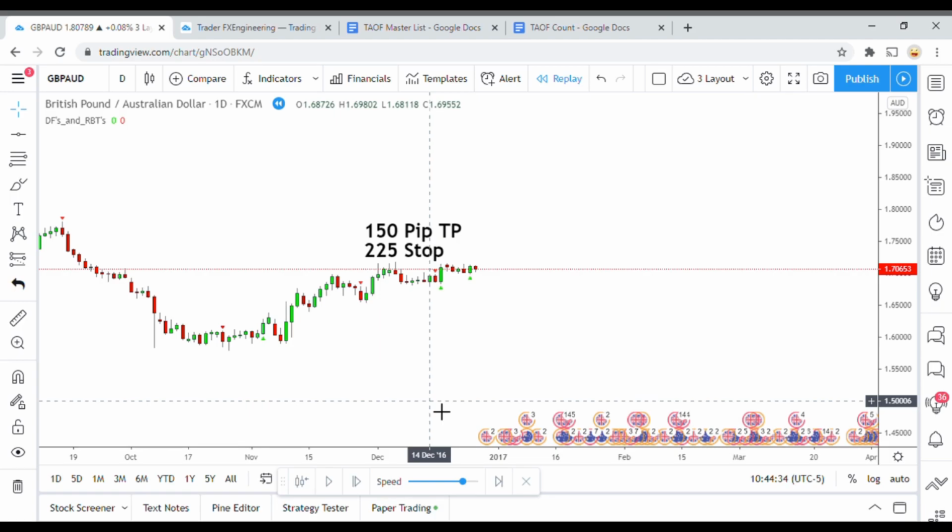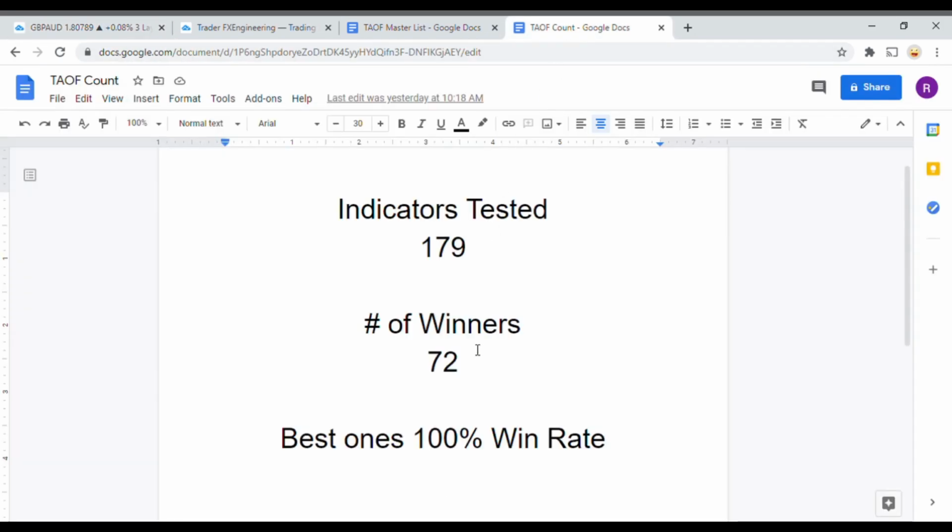Alright, as I said, today we will be testing the deep fractal signals and rubber band indicator. But before we do, I wanted to put the indicator scoreboard up for everyone to see.